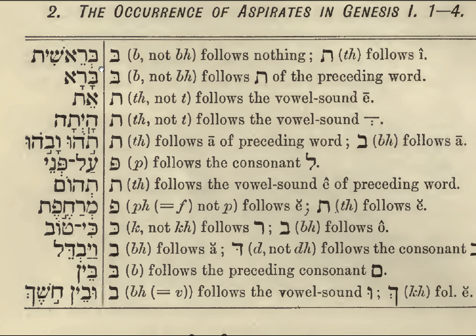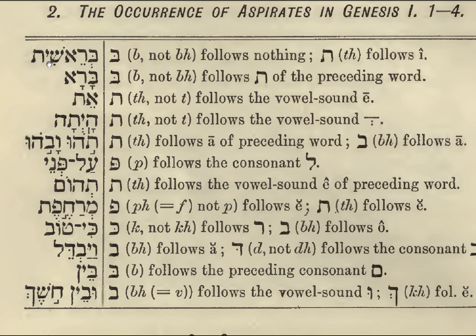Here we have a table of the occurrence of aspirates in Genesis chapter 1 verses 1 to 4. Now note that in our Spanish and Portuguese Sephardic pronunciation there's some variations here. This is a reconstructed ancient pronunciation which is not used by anyone except for a few Iraqis who have a pronunciation that's similar to it. But our pronunciation isn't like that.